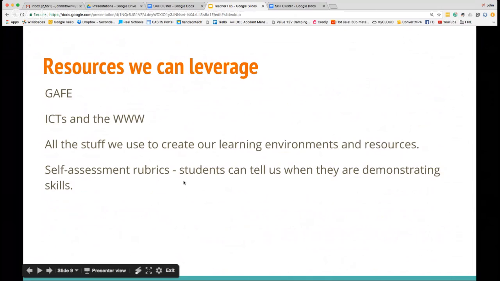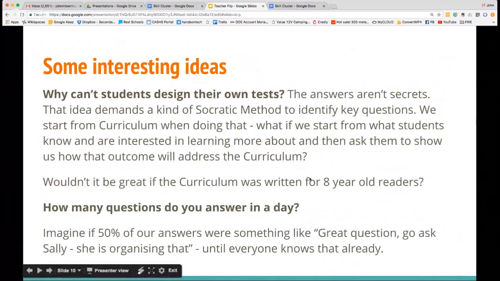One thing that we're definitely going to be doing this year, and we're working on at the moment, is self-assessment rubrics, so students can tell us when they're demonstrating particular skills, which raises the spectre of students reading the curriculum, really. So there are some interesting ideas around that. Why can't students design their own tests? Well, the answers aren't secrets generally to tests. And that idea does demand a kind of Socratic method. Students digging down into understanding or posing questions is clearly a powerful thing that we all do quite often as teachers with kids.